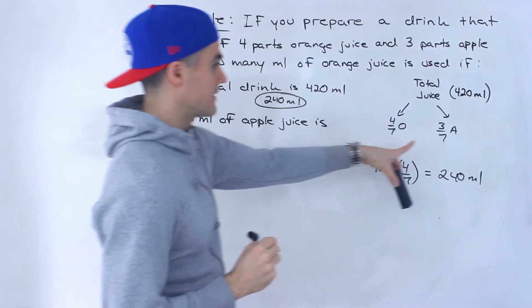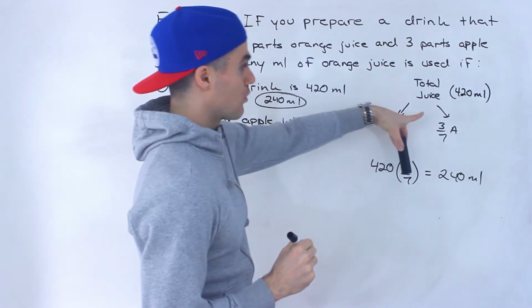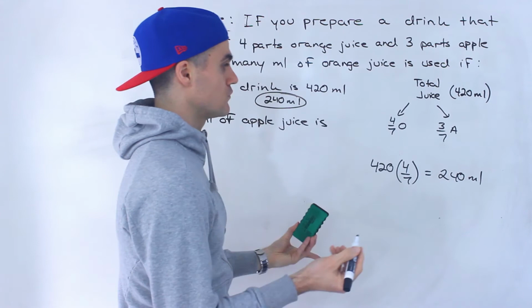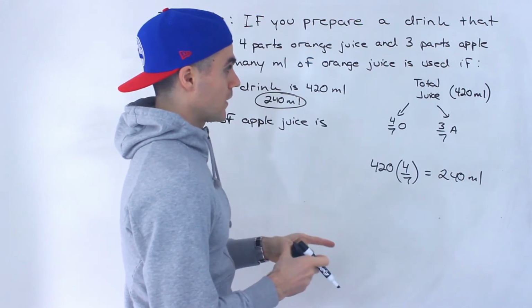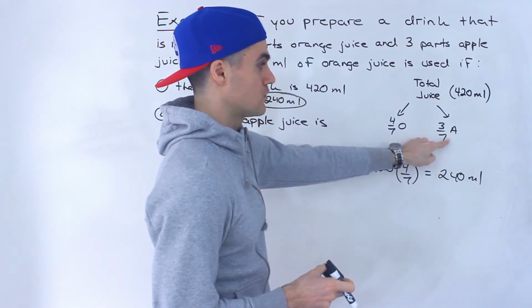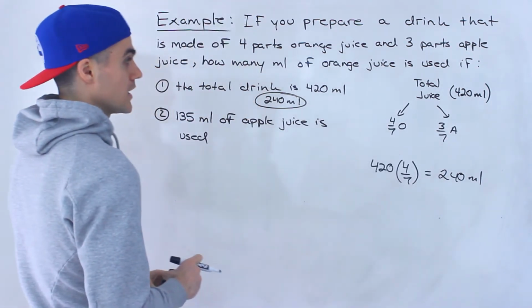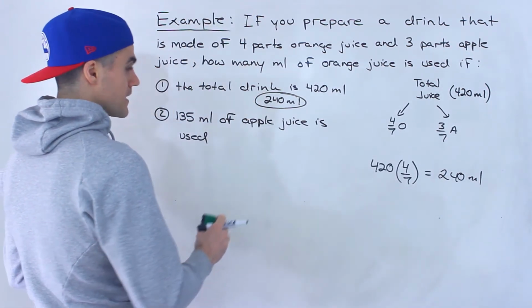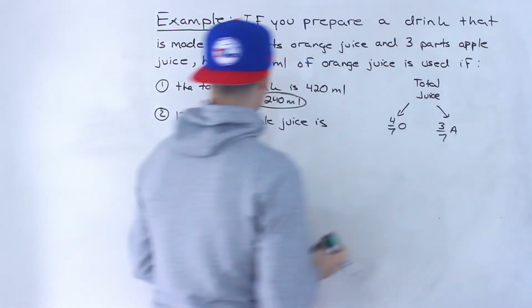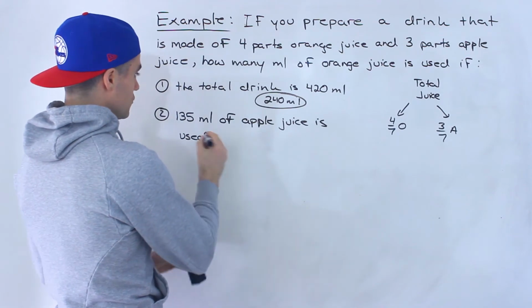And then if you wanted to get the apple juice, you could take 3/7, multiply it by 420, which would give you 180. Another way to do it is you could just take the 420 and minus the 240, and the rest would be apple juice, which would be 180. So multiple ways to do that one. Now number 2 is a little trickier, and there's actually 2 ways to do it. I'll show you both ways.